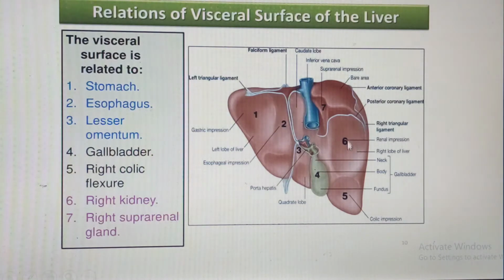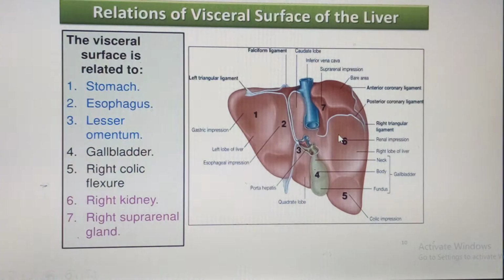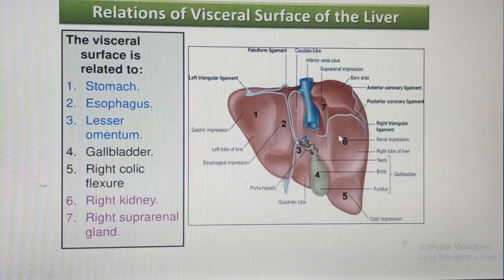Right kidney, so renal impression. And then just above even that one we are going to have the impression for the suprarenal gland. So that is what we are going to actually see over here. Then we also mentioned the duodenal impression as well. These are the important viscera which will be related to the posterior inferior surface of the liver.